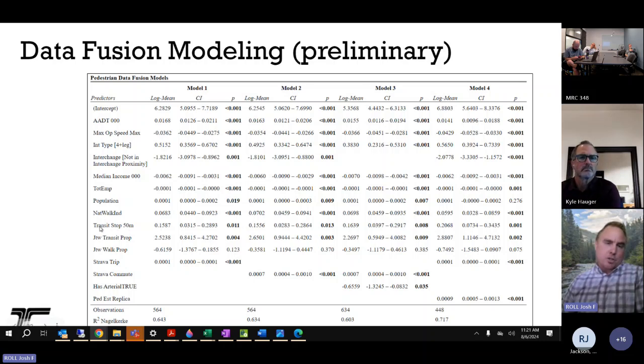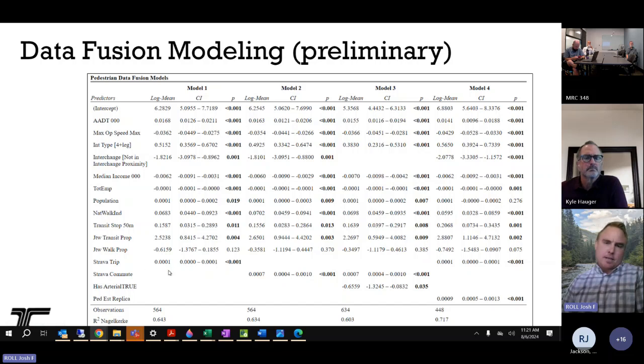To your question, Ray, about transit stop proximity, we're just looking at the total number of stops within 50 meters here, more pedestrian volumes. We have measures from the census around journey to work. So the more people taking transit, at least for work, the more people we'd expect walking at that intersection. Journey to work for walk trips, not significant, not in the direction we'd expect.